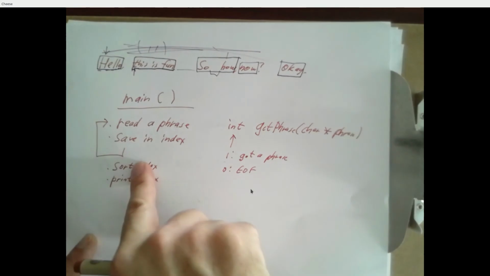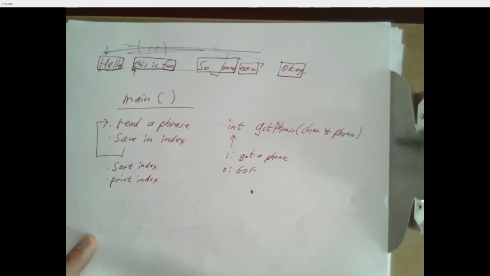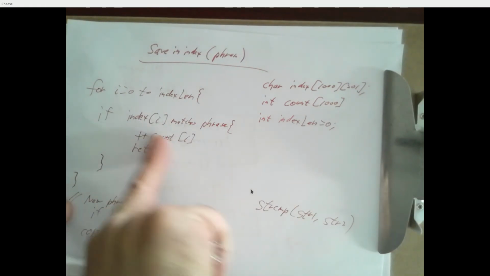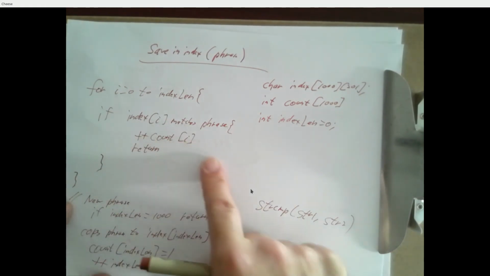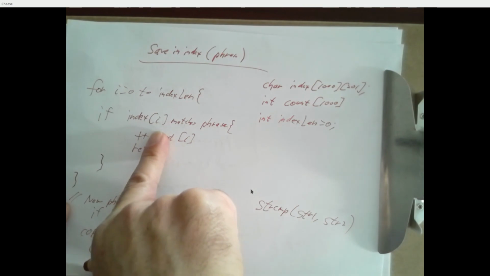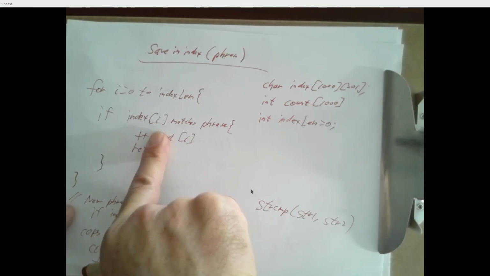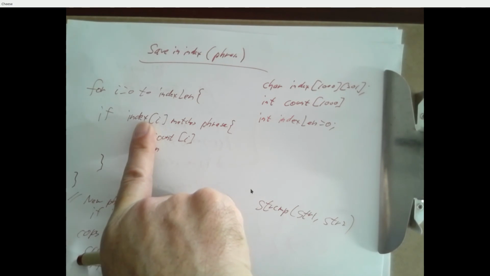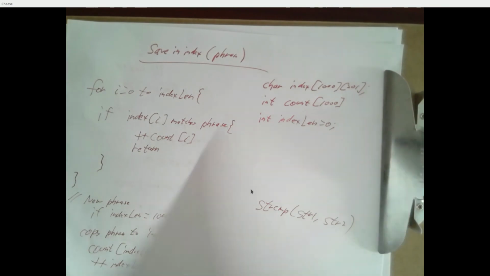So what do we have left? Well, we've got to sort and we've got to print. Printing is easy. If you want to print your index, you just go from 0 to index len, you print count bracket I inside angle brackets, and you print index bracket I. So sorting we have to talk about. You can do a bubble sort, and we'll refresh on a bubble sort on Monday, but bubble sorts are fine.